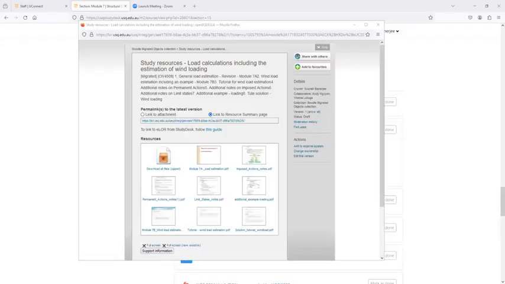Good morning, everyone. Let's look into these study resources for Module 7. This is the load calculations, and this is specifically for the wind loading. Okay, so load calculation, including the estimation of wind loading.